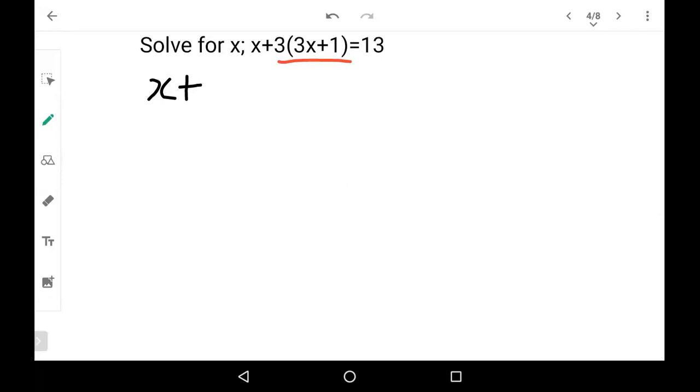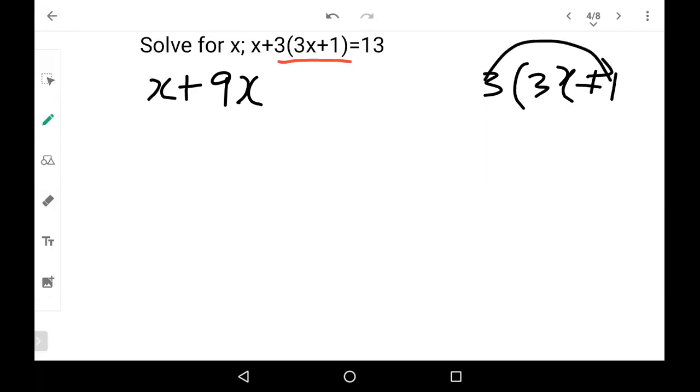Okay, so 3 into 3x. 3 into 3x is nothing but 3 3s are 9, 9x. 3 into 1 is nothing but plus 3. Here you have plus 3 and it's plus 1. So it is plus 3 is equal to 13. Now next step. This is 1x. 1x plus 9x. How much will it become?